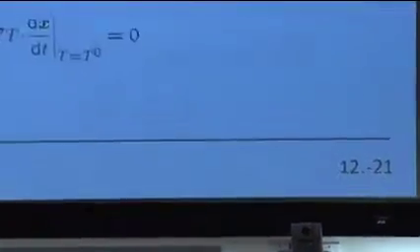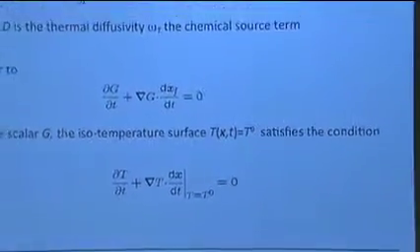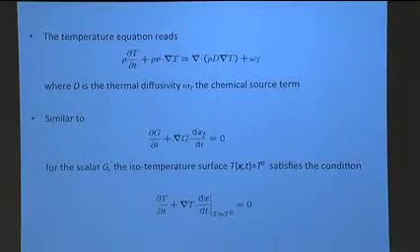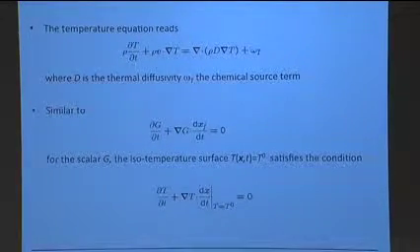So this is showing you. Okay, so how do we do this? We say, okay, this is the temperature equation. We want to say G should now be equal to 0 at T equal to T naught, at this isosurface.